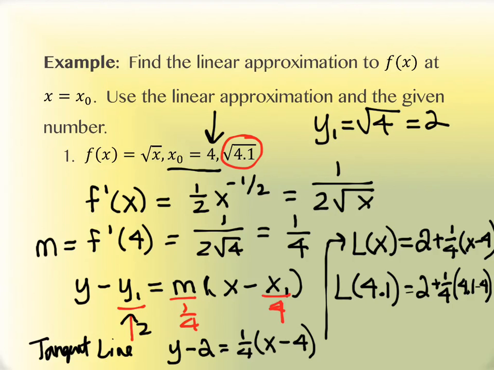So I end up with 2 plus 1/4 times 0.1. And if you want to use a calculator to multiply decimals, fractions, that's fine. It's not a big deal. But we're going to actually multiply 1/4 times 0.1, and then we're going to add the number 2 to it. And what do we get? It's 2 point something.